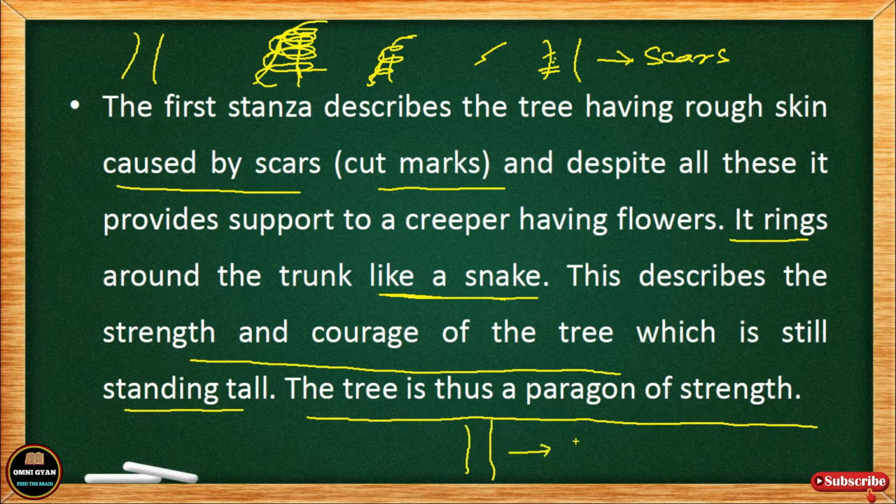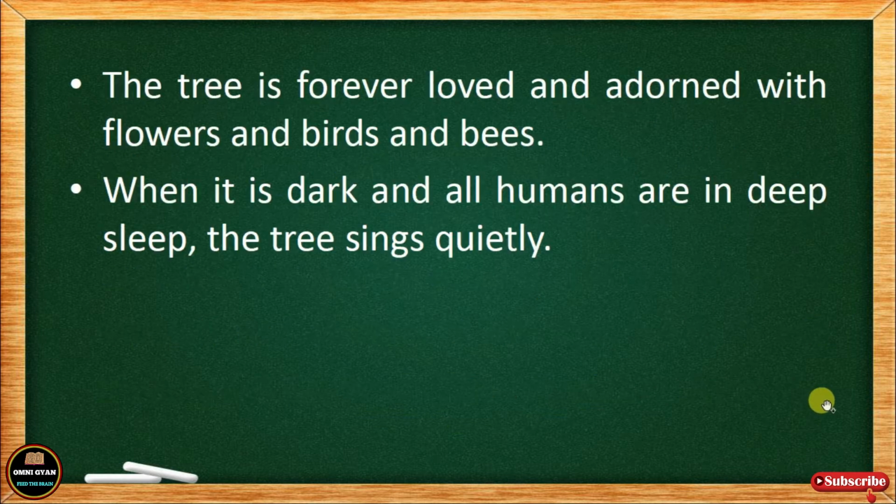Despite so many years have gone, but still the tree is standing tall and high and strong, okay, and it is supporting the creeper also, and that creeper coiling around the tree is described as a python, okay, as a big snake, right? Then the tree is forever loved and adorned with flowers and birds and bees.